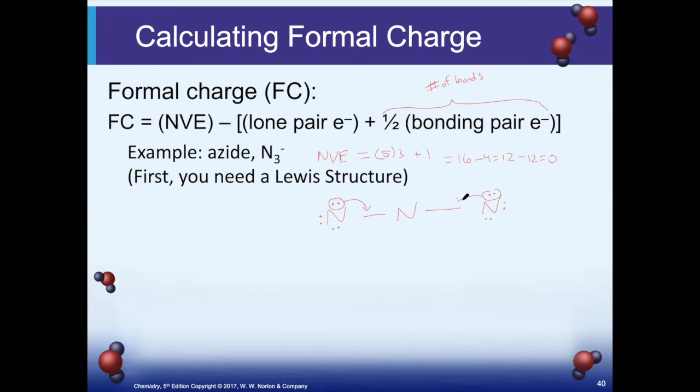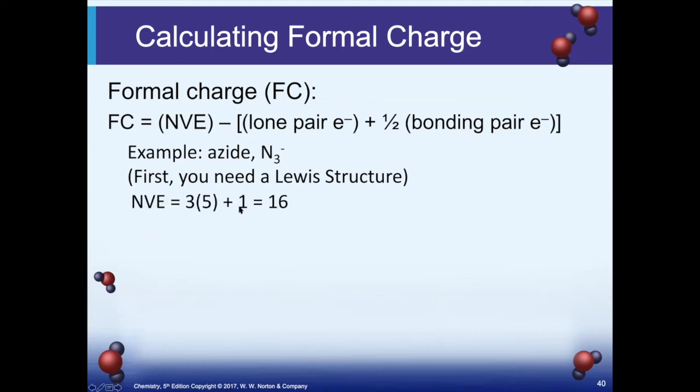So what you end up with is nitrogen, double bond, nitrogen, double bond, nitrogen, where the ones on the ends have 2 lone pairs, and then that whole thing is a negative ion. Okay, so that is the Lewis structure of azide. That's what you need first in order to calculate formal charge. So I'm going to erase all that, and then we will let PowerPoint take over from there.